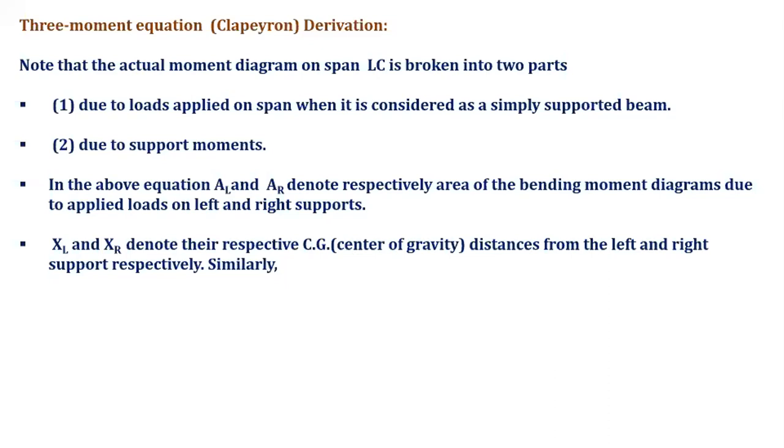XL, XR represent the CG, center of gravity, distance from the left and right support respectively. AL is the area of the bending moment diagram on the left side, AR is the area on the right side, and XL and XR are their distances. Is it clear? Any other doubts? No, sir.